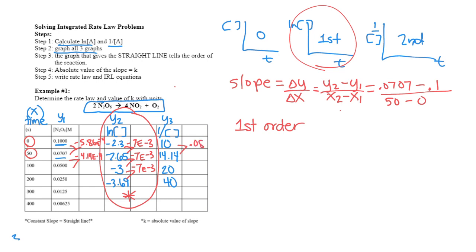And if you want to go through and double check, you could calculate these slopes. You'd get 0.08. Here you'd get 0.12. So those are different. I don't need to calculate any more slopes. But if you do, you could go ahead and do that. Okay, so if it's first order, because my natural log graph gives me the straight line, then I can go ahead and absolute value the slope.